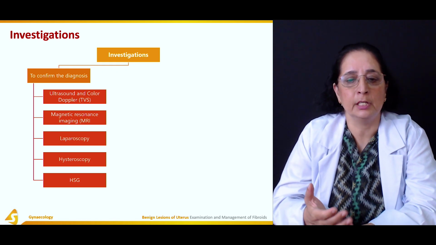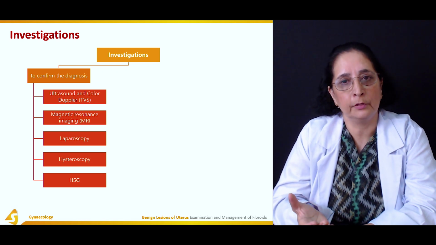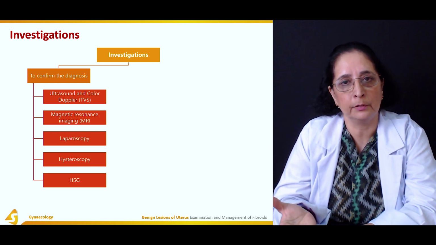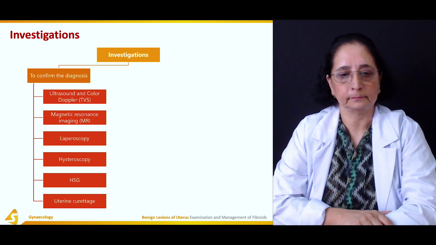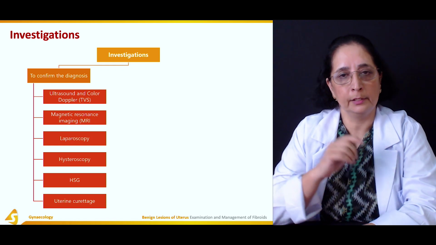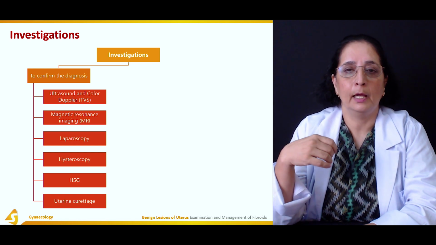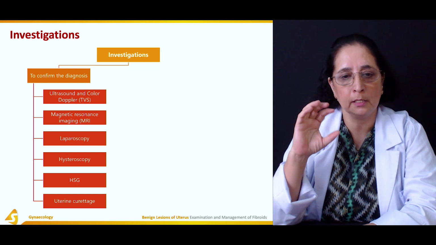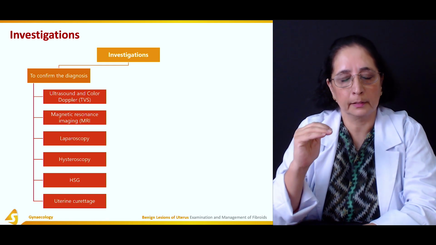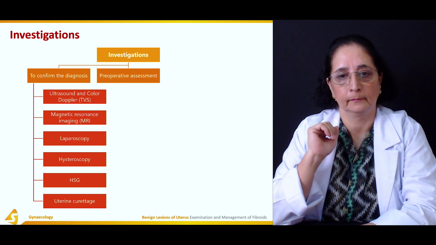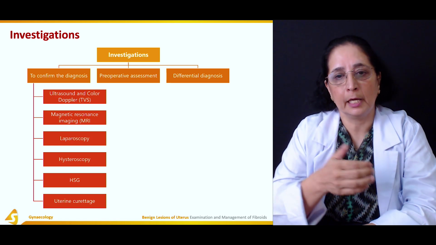This is HSG, hysterosalpingography. Hystero is for uterus, salpingo is for tubes, hysterosalpingogram is performed. And then uterine curettage or D&C, uterine curetting is removed and then it's examined. So these are the tests to confirm the diagnosis of the fibroids. Then preoperative assessment, then differential diagnosis.